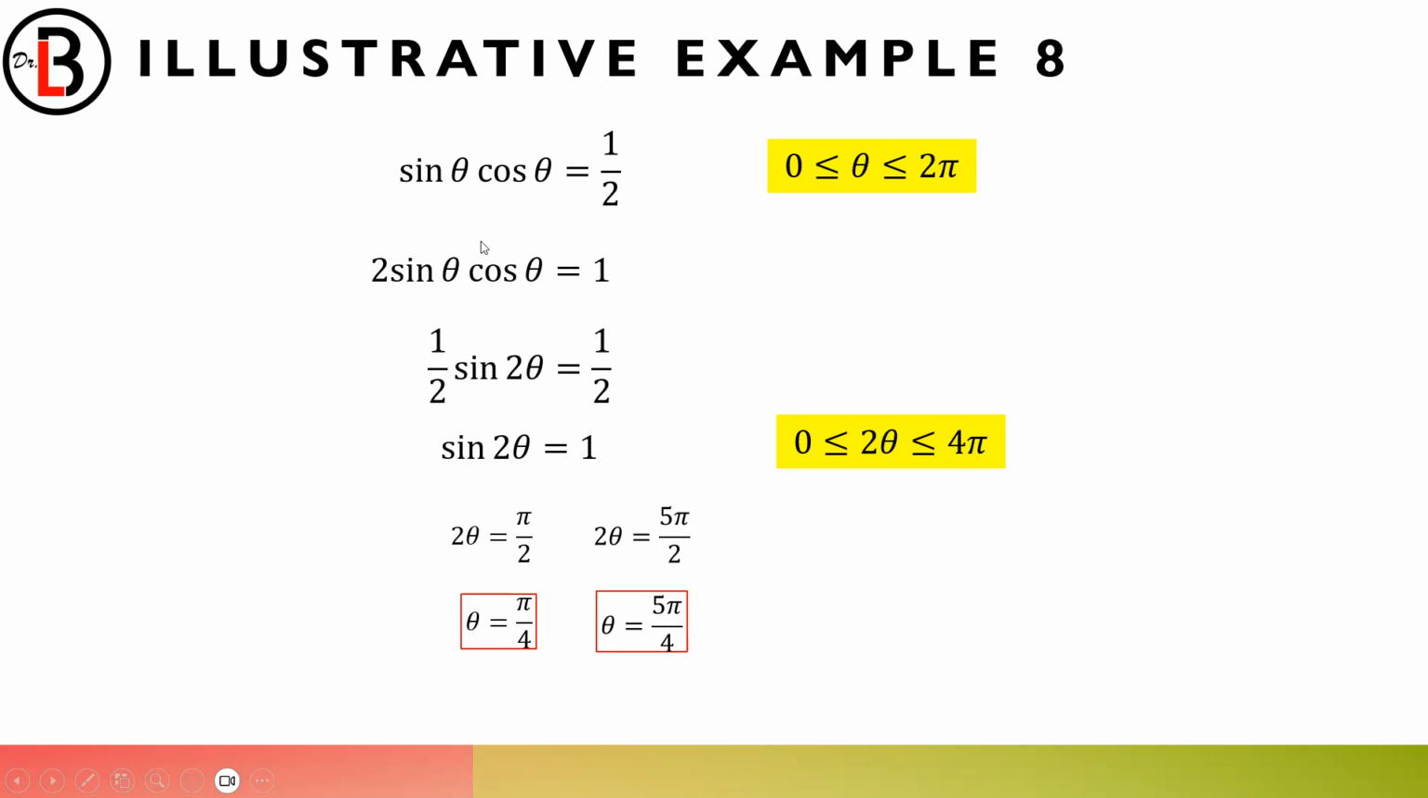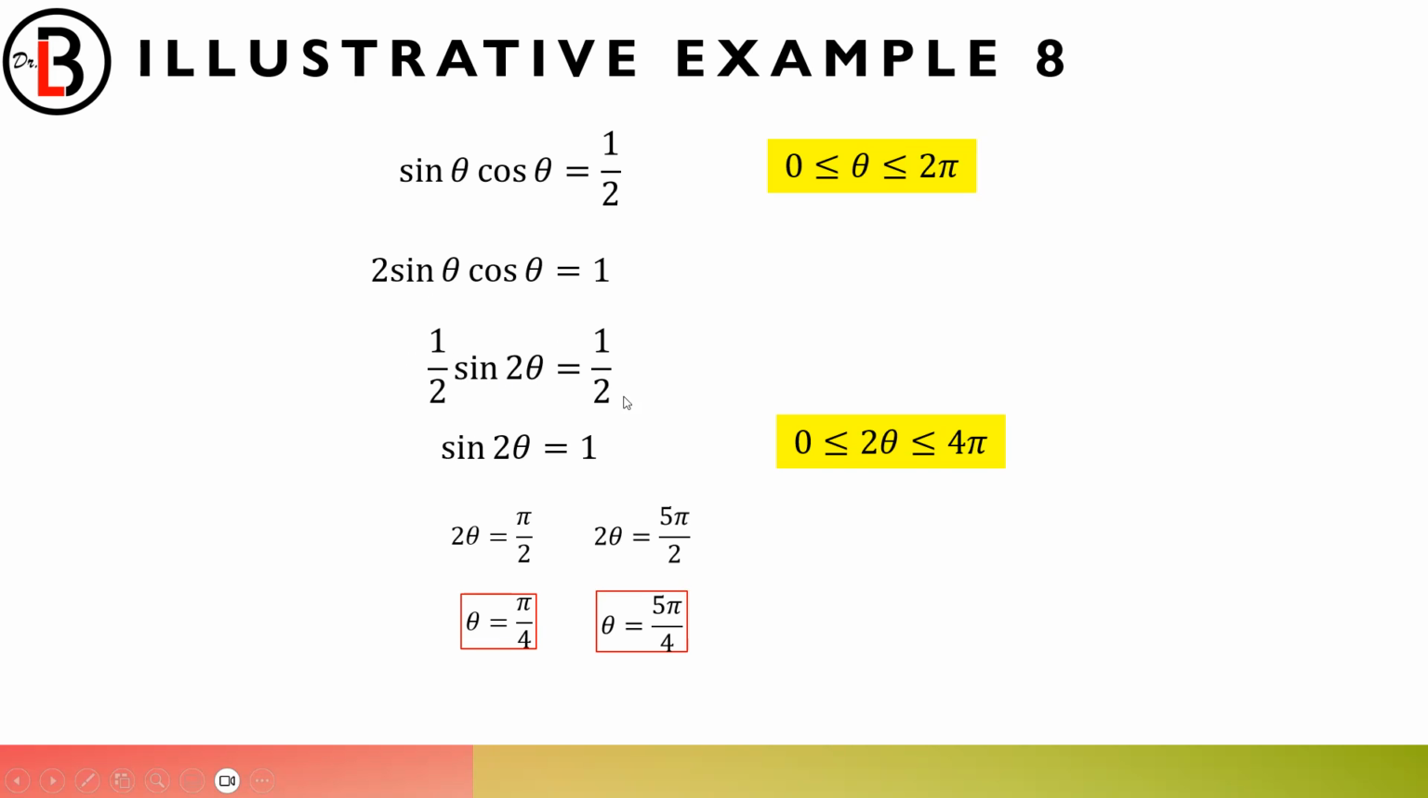Another example, number 8. You're given sine theta cosine theta equals 1 half. So maybe we can multiply everything by 2. If I multiply, this becomes 2 sine theta cosine theta. Isn't that basically sine 2 theta?